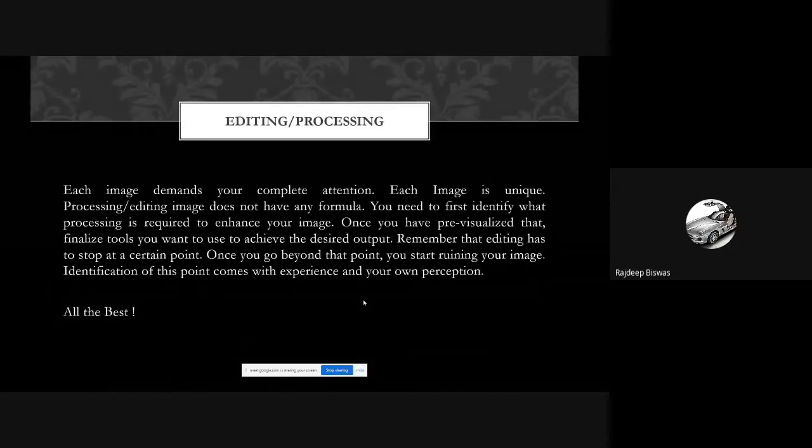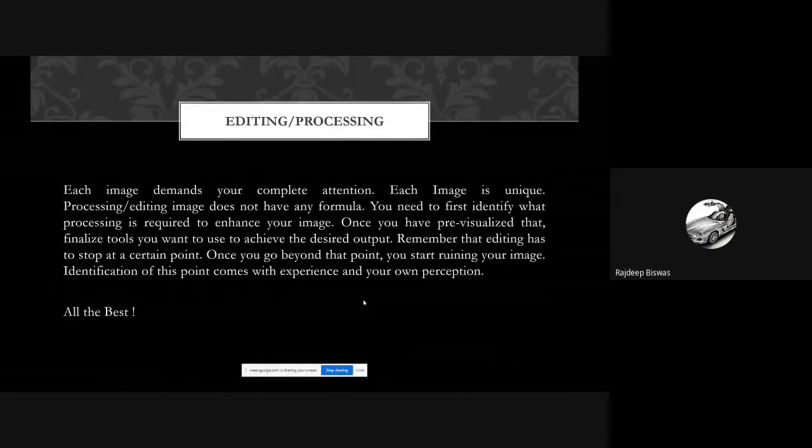Now, there is no hard and fast formula for this. You need to first identify what processing is required to enhance your image. Friends, please remember, processing is required to enhance the already clicked image. It is not a different thing that you are doing to the image. It's an integral part of imaging. So once you have visualized or pre-visualized what you want to do with your image, you need to finalize which tools you want to use to achieve this output.